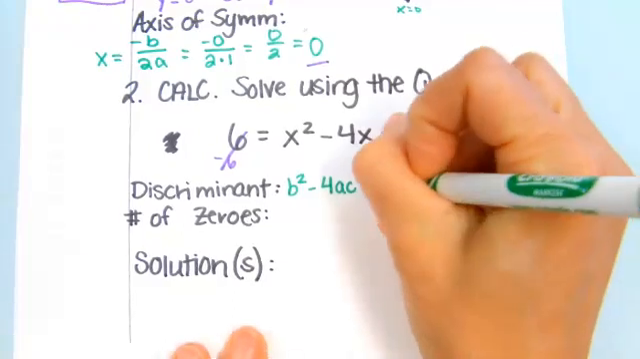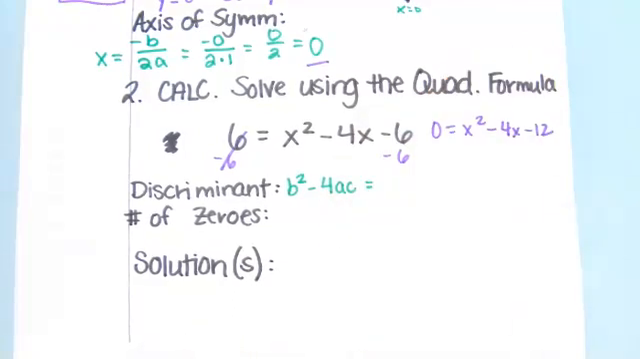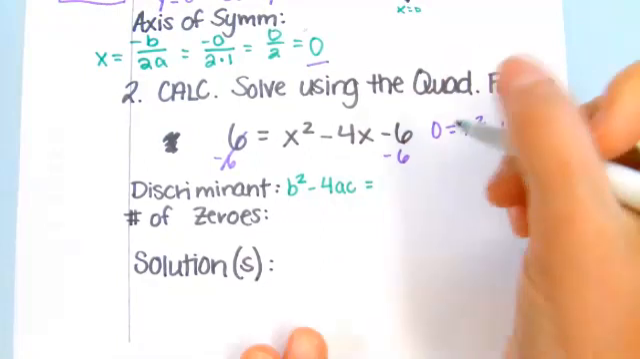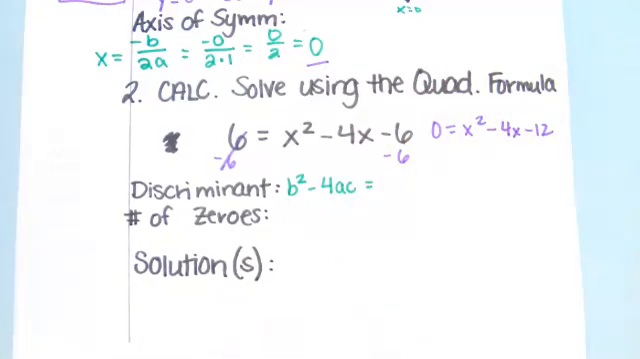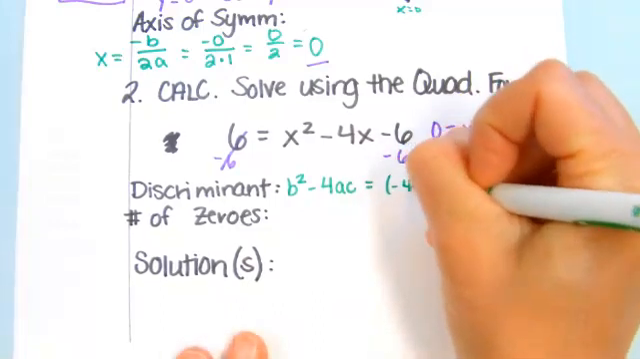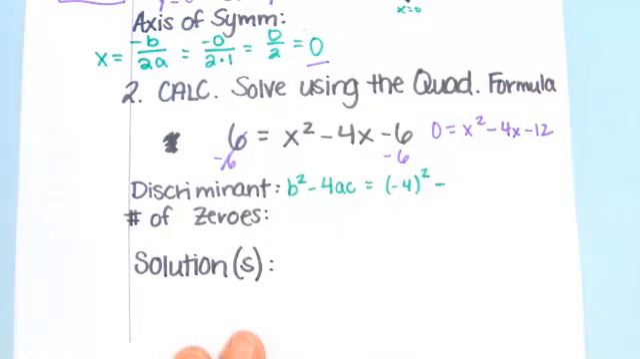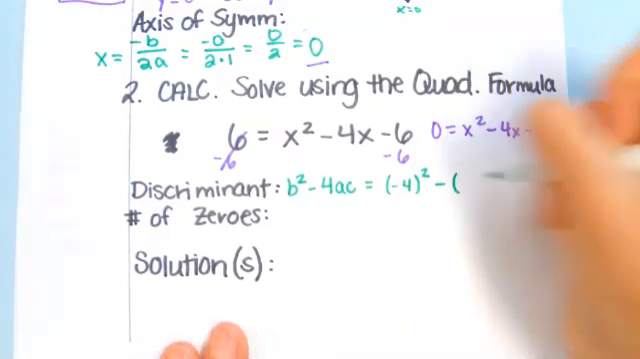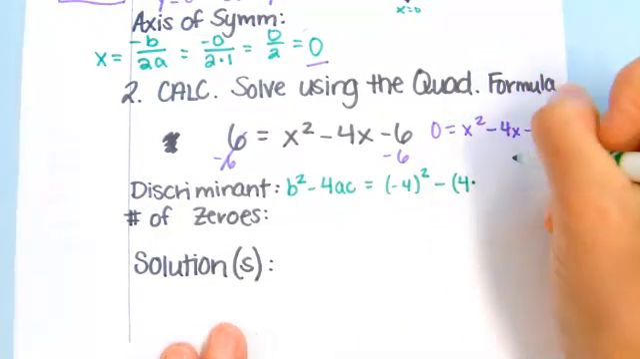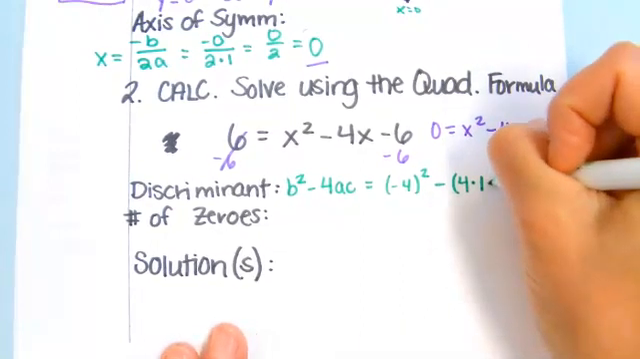So B squared, what do I put for B squared for this question? David, go ahead. 4 squared. Positive or negative? Negative 4 squared. Okay, and if I use a negative 4 squared, what do I have to include? Parentheses. Negative 4 squared, minus, now I need another set of parentheses. 4 times what? Times negative 12.